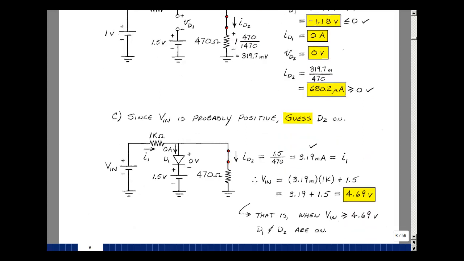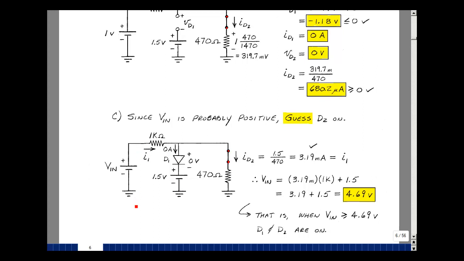The third problem was to find the voltage Vn to put this diode at its transition point. So the transition point means no voltage and no current. If there's 0 volts here and no current here, there could be a path for current this way with Vn. Let's guess that D2 is again a short circuit. With 0 volts here, the voltage across this resistor is going to be 0 plus 1.5. 1.5 divided by 470 is 3.19 milliamps, and of course that's greater than or equal to 0, so that checks, and that's going to be also equal to our current I1 because there's no current going here.